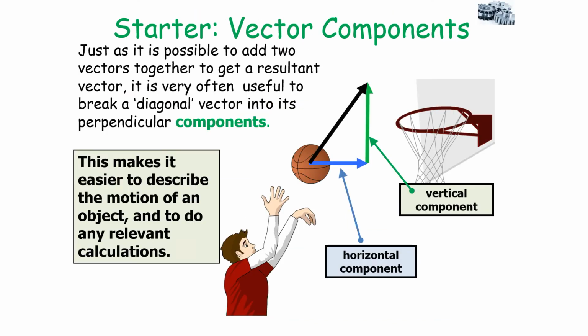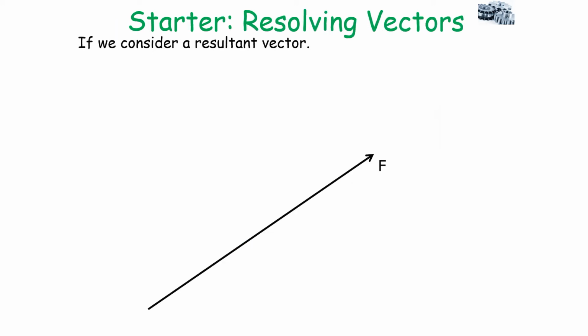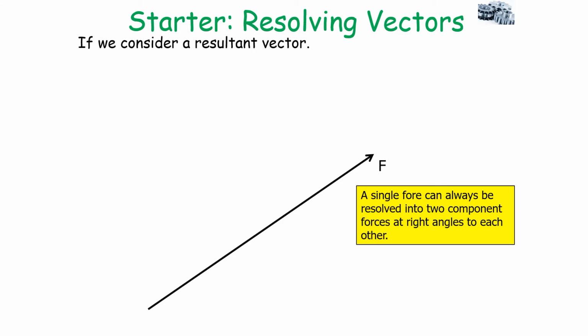Now, as well as adding two vectors together to get a resultant vector, it's also often very useful to break a diagonal vector into its perpendicular components, its horizontal and its vertical component, as it's easy to describe the motion of an object and do any relevant calculations. So let's consider the following resultant vector F. A single force can always be resolved into two component forces at right angles to each other.